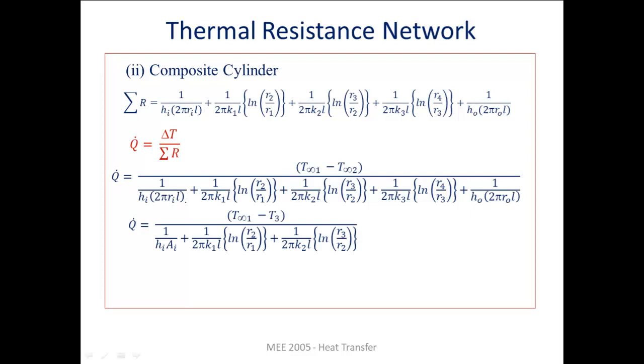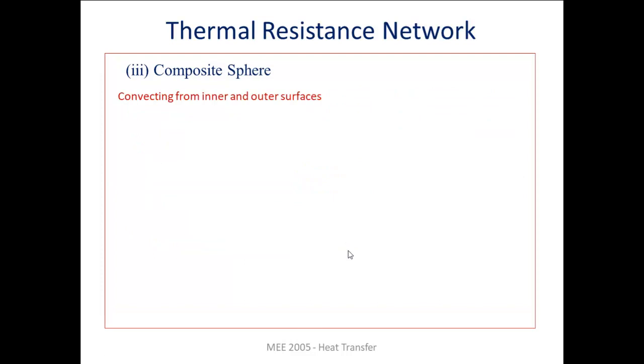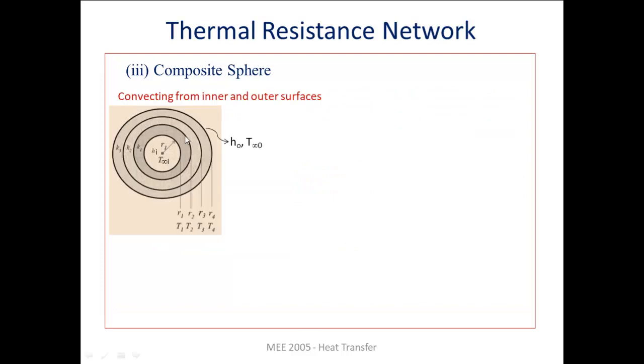To determine the intermediate temperatures, we can equate the rate of heat transfer and the corresponding temperature. Let us say if you want to calculate T3, then the resistances from T infinity 1 to T3 have to be considered. Coming to composite sphere, here also let us say we are going to have a composite sphere with 3 different materials. So resistances will be inner convective resistance, then 3 conductive resistances, and finally outer convective resistance.